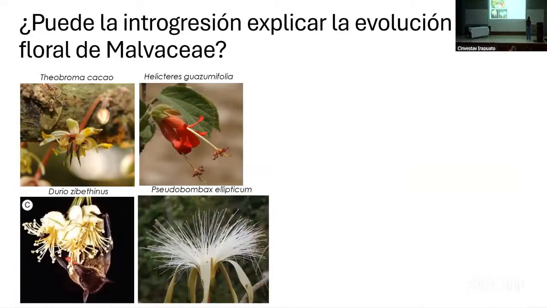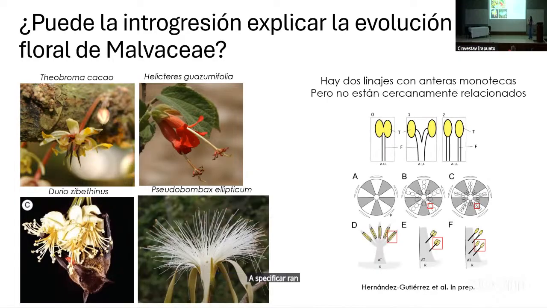So my question now was whether introgression could explain some of the floral phenotypes of Malvaceae. As you can see here in these pictures, there are four different flowers of Malvaceae. Here you have the chocolate plant, this is a flower, and this is another species, and so on. One thing that is interesting is that some species of Malvaceae have a specific arrangement of these stamens, okay? This type is the most common type of stamen.